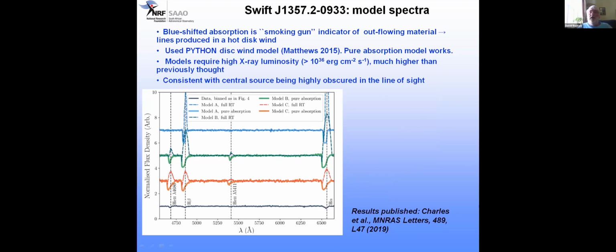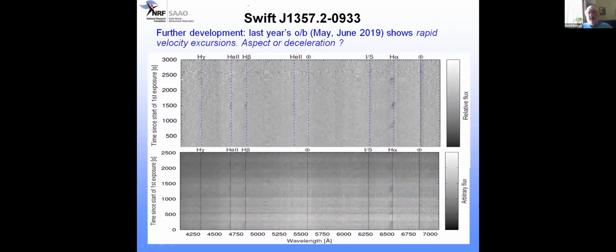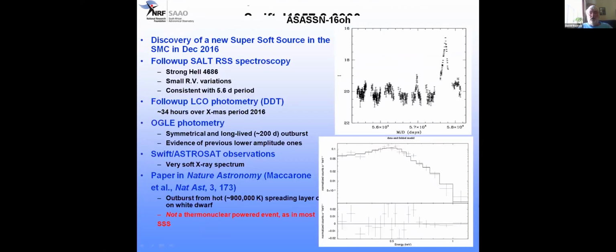And models were compared with the data, and only for very high X-ray luminosities, much higher than previously thought, could we match the data to the models. And that's showing that the system is a much more luminous X-ray source than thought. And the reason why we don't see it as a massively luminous system is it's mostly obscured by this inner disk. I'm going to skip these because this is just further observations.